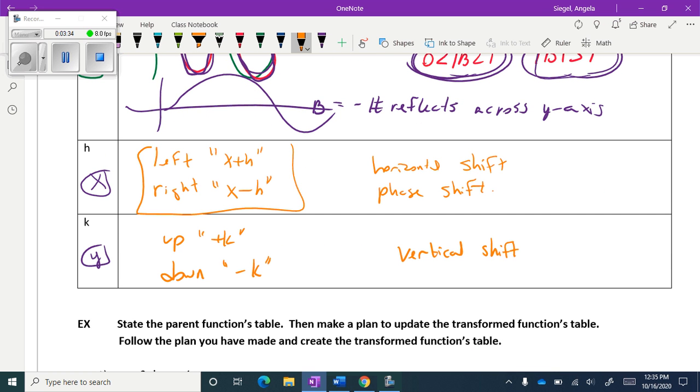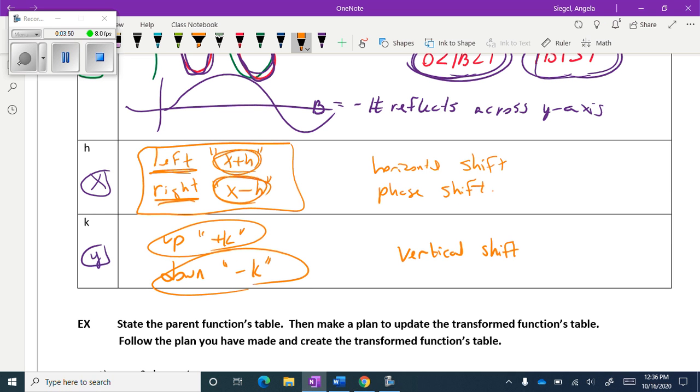Just don't forget that the H is connected to the X, so X's always do weird things. It's always opposite. So when it's a plus, you're going to go left. When it's a minus, you're going to go right. K's are just good to go. If it's a plus, you go up. Minus, you go down. You will see H called a horizontal shift, and sometimes it's called a phase shift. So if you see the word phase shift, it's talking about that H. How far left or right did it go? And then the K is called a vertical shift.